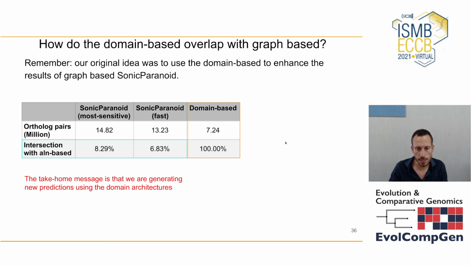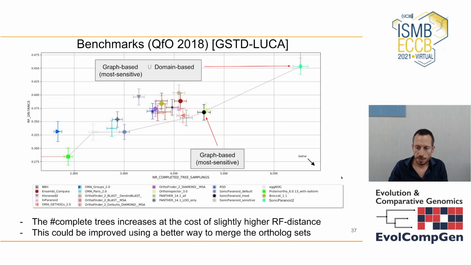Then if we just take a look at what we predict, the domain-based, we predicted 7.24 pairs of orthologs, which is half of SonicParanoid in the most sensitive mode, which takes, of course, much, much longer. And 8.3% of these are actually contained in the most sensitive graph-based SonicParanoid. But the message here is that we are predicting pairs that are not predicted by the graph-based algorithm.